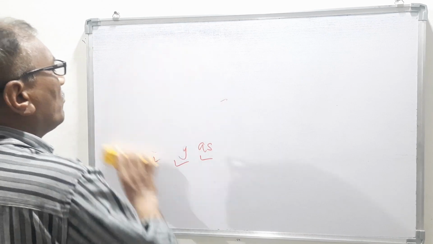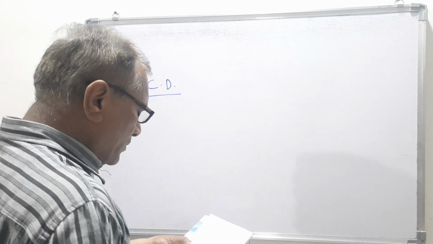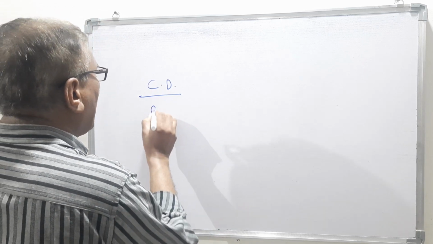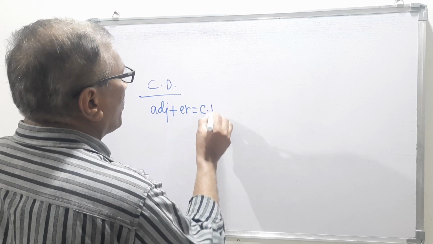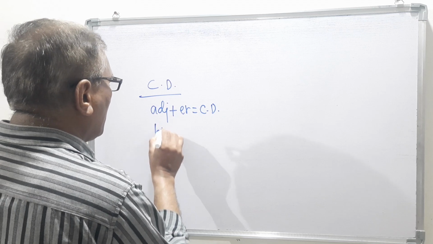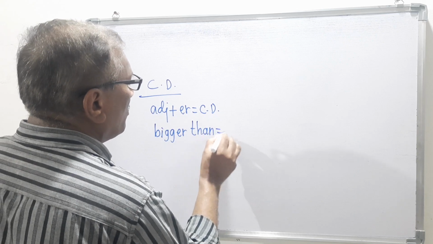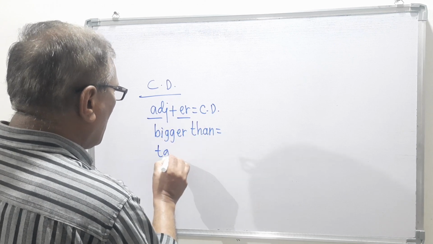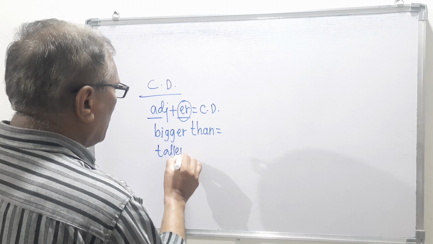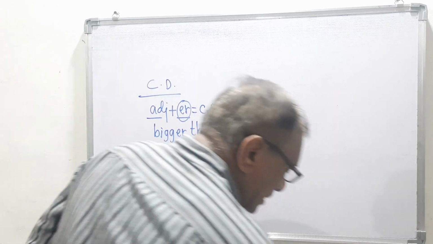So remember, now we will make the CD forms, how the comparative degree forms are made. Remember, adjective plus ER is equal to CD form. See, adjective is big plus ER and then than is equal to CD. Remember, adjective plus ER, so tall plus ER, taller, plus there should be than. So this is the CD form.